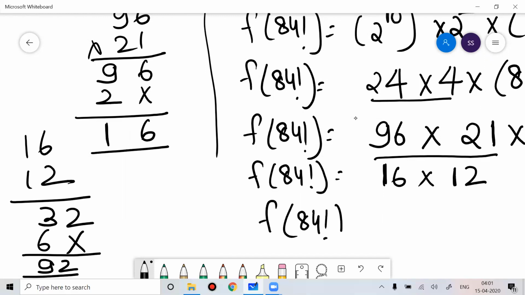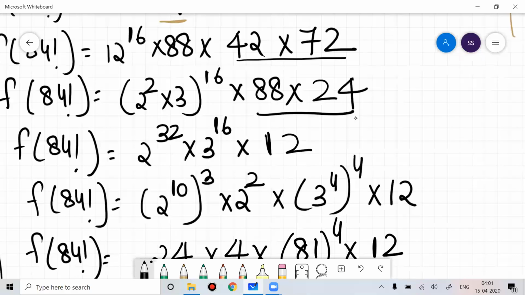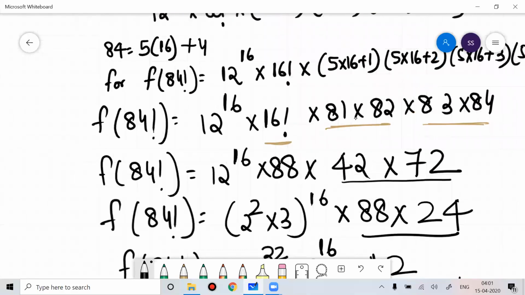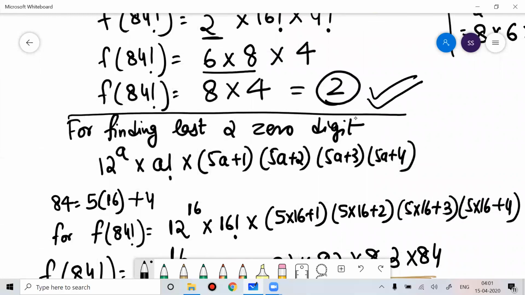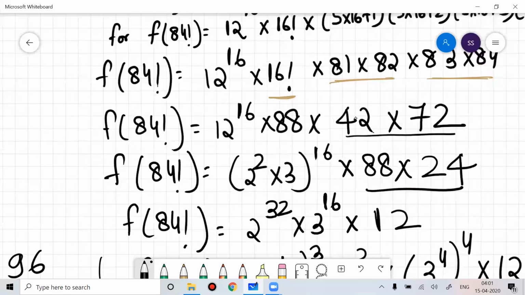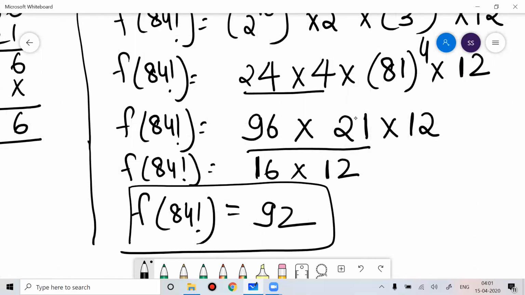So for 84 factorial, if you want the last two digits of the number, what you will get is 92. If you remember the unit digit of 84 factorial, you got the value 2, and you can see the last two digits are 92. This is your final answer.